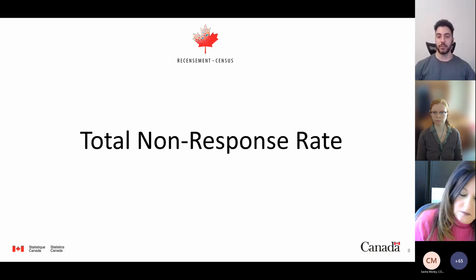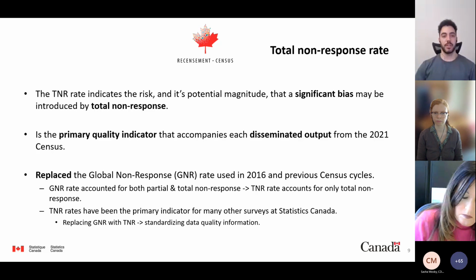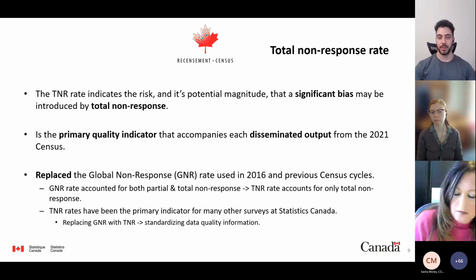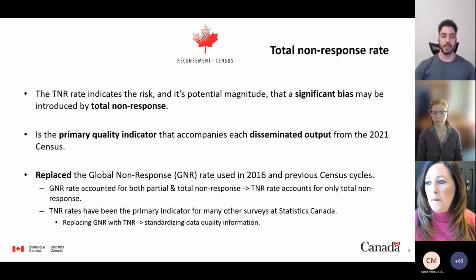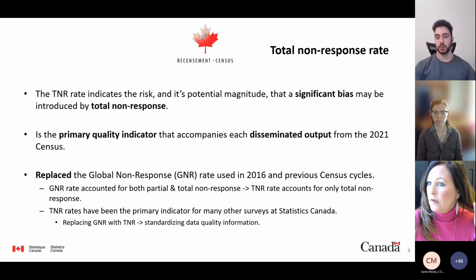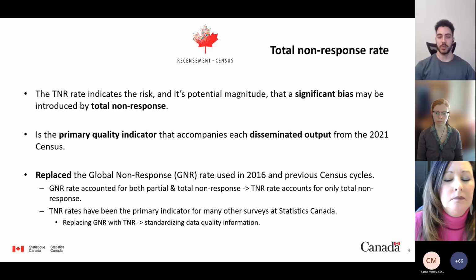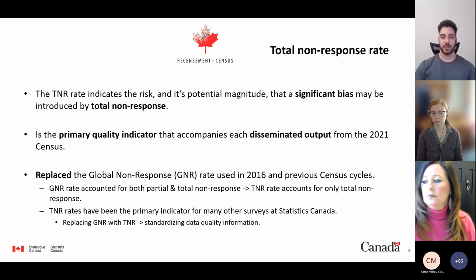So this leads us naturally into today's first quality indicator, which is the total non-response rate. The TNR rate indicates the risk and its potential magnitude that a bias may have been introduced due to total non-response. This is the primary quality indicator for the 2021 census, and it accompanies each of our disseminated outputs and products. The TNR rate is replacing what's known as the global non-response rate, which was used in 2016 and in previous census cycles.